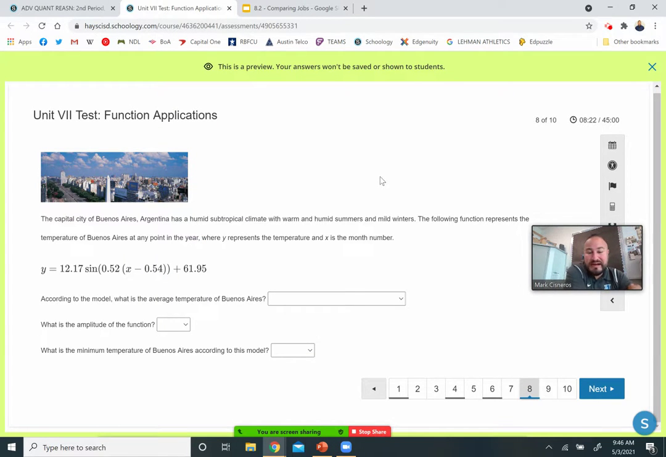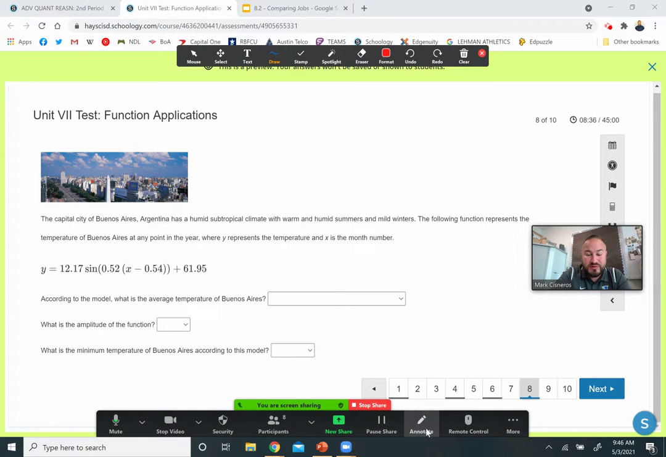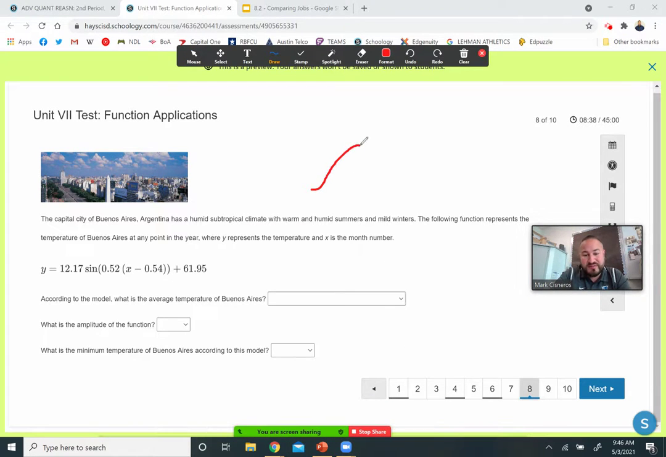Next question. Again, I didn't have you type this into the calculator. I gave you the equation already. It shows the temperature in Buenos Aires in Argentina throughout the year. This is a sine function, meaning of course that in the summer the temperature is going to go up, and in the winter it is going to go down.